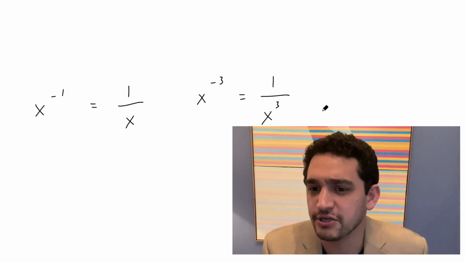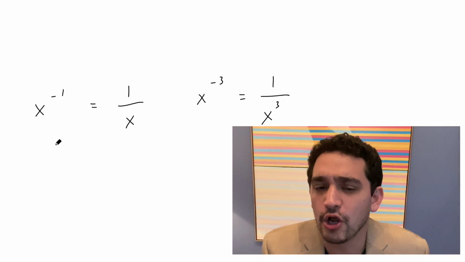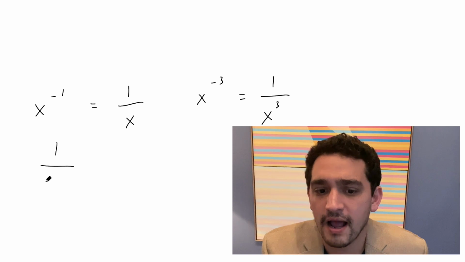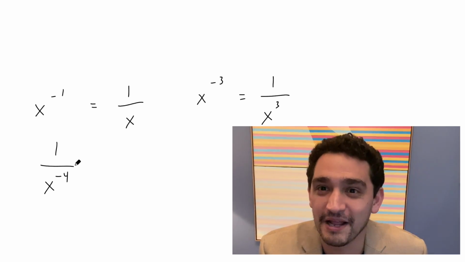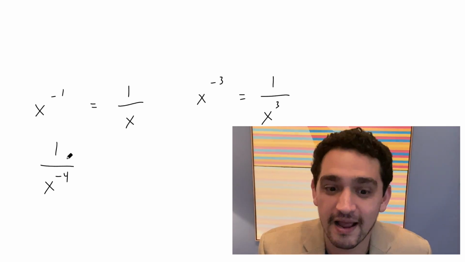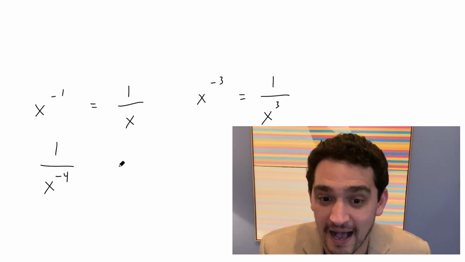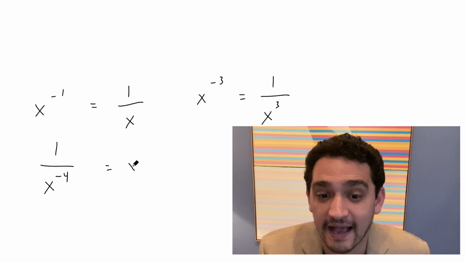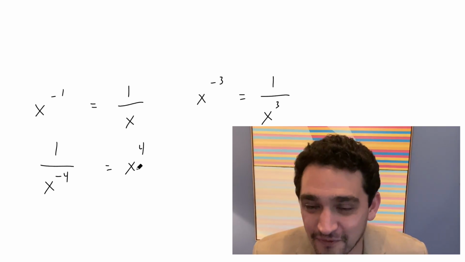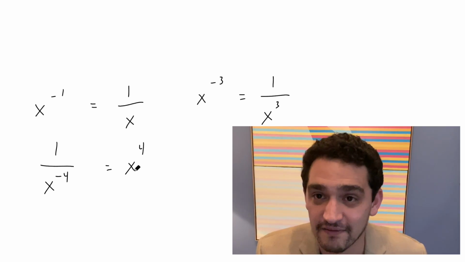But what if I said to you, I want to know what 1 over x to the power of negative 4 is? Well, this denominator now becomes a numerator, and the power becomes positive. This just becomes x to the power of positive 4. That's how you deal with negative exponents.